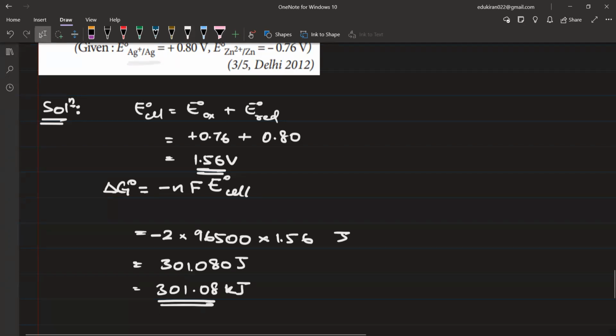Okay. So the delta G naught questions, these are very easy questions. You don't have to worry much about these questions. And also it is easier than the Nernst equation. Even though the Nernst equation is very famous, if you get a question in which they are asking about the delta G naught, be happy. That is going to be an easy question.